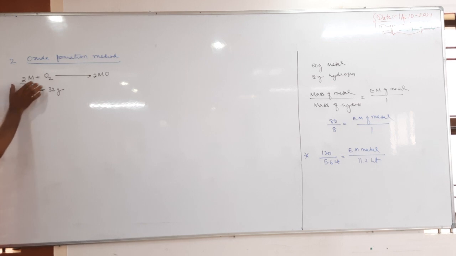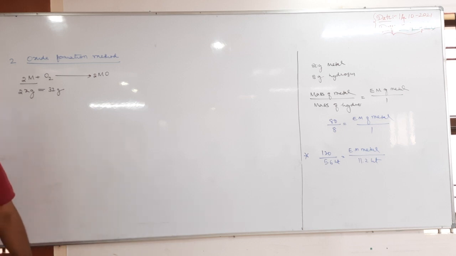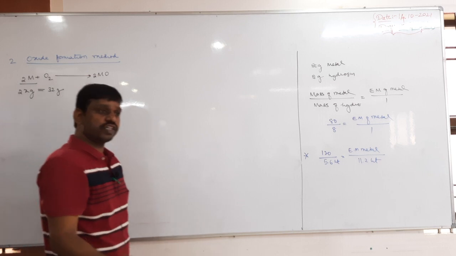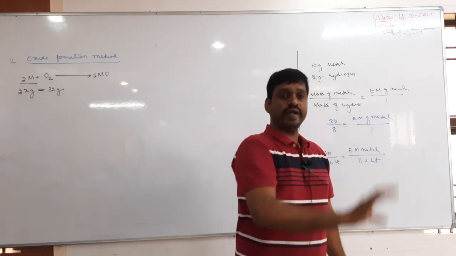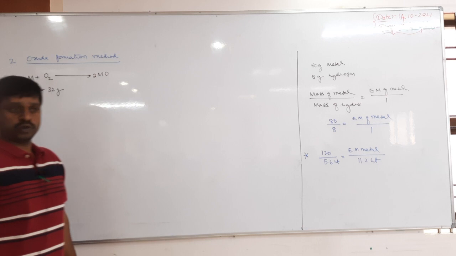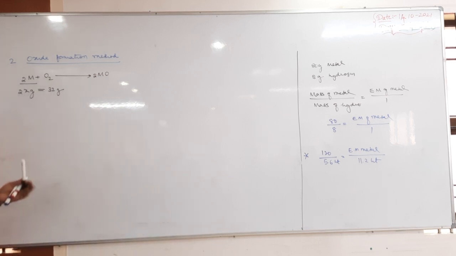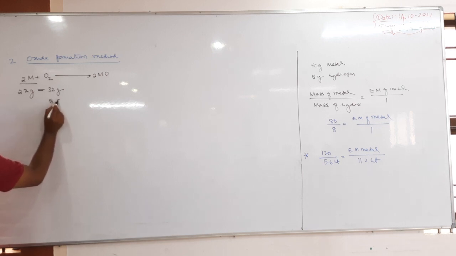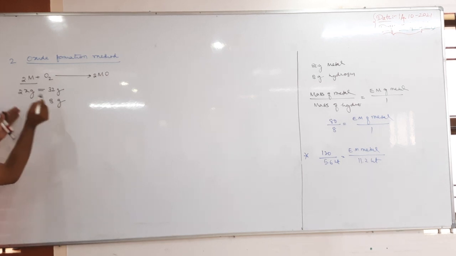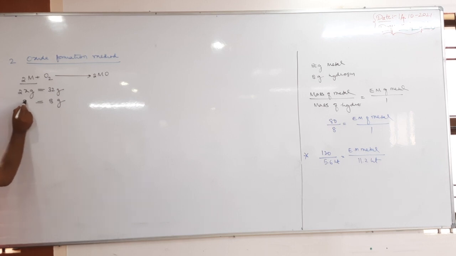2x grams of an element M is equal to 32 grams of oxygen. But we know that equivalent mass of one element always combines with equivalent mass of another element. This is the law of reciprocal proportion. So always equivalent masses combine. So 2x combines with 32 grams. But we know 8 grams is the equivalent mass of oxygen. If you take 8 grams of oxygen, it combines with how many grams of metal?